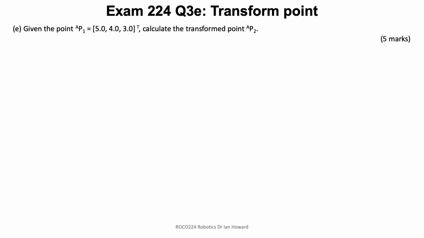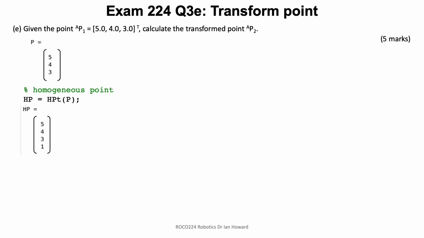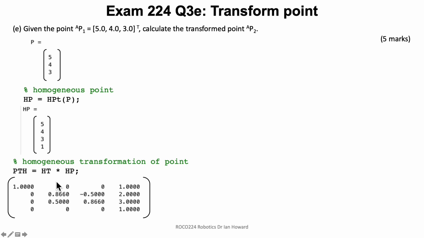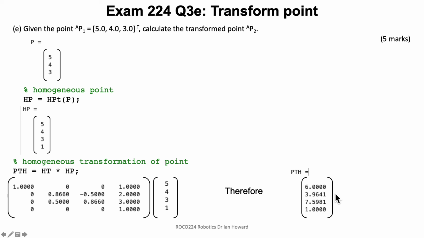Now it's giving us a point that it wants us to calculate, transformed by the homogeneous matrix that we've just come up with. The point is 5, 4, 3. The homogeneous point, basically, we stick a 1 on the end. To transform this, we multiply the point on the left-hand side by the transformation matrix, and we end up with a value, in this particular case, of 6, 3.96 and a bit, 7.5 and something, and 1.